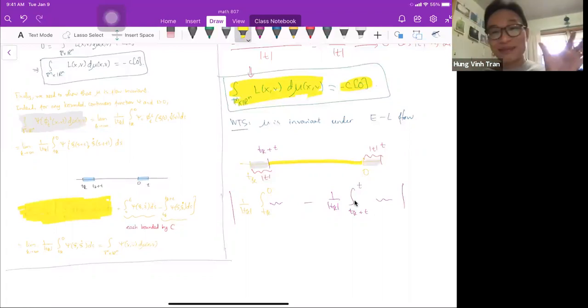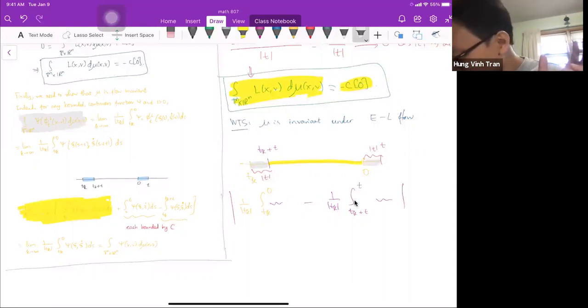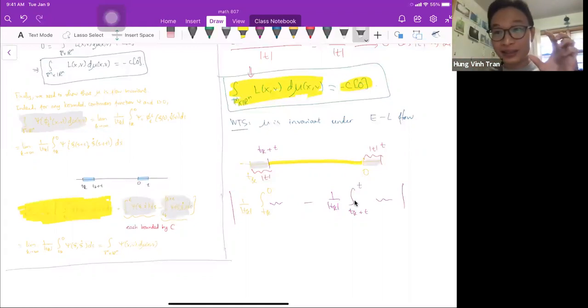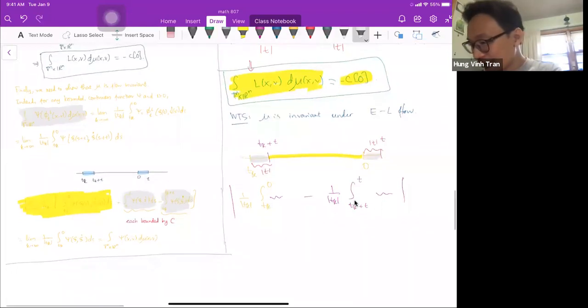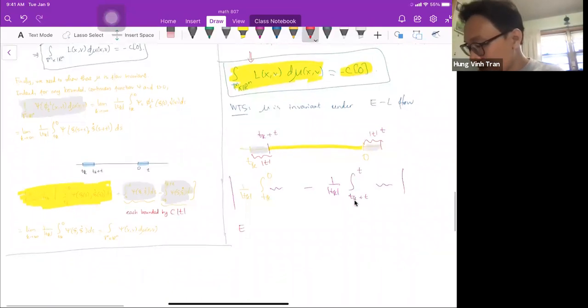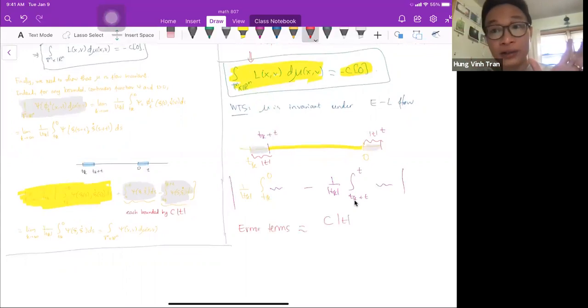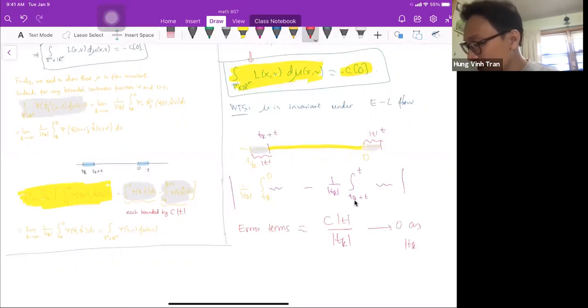Okay. So that's the main term, right? And then I have the two other terms that are negligible. It's just the integral of the length t. To make it precise, each of these is bounded by c times t. So you have error terms of the form c times t, because the integral over the interval is t over t_k. And this goes to zero as t_k goes to infinity.